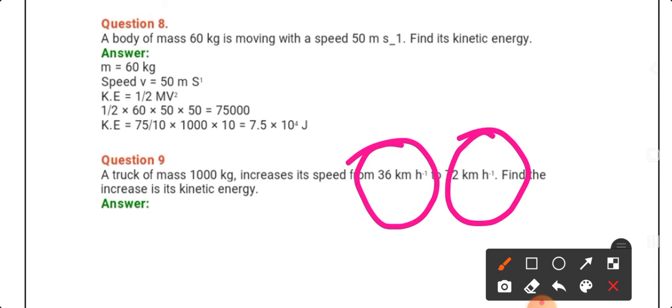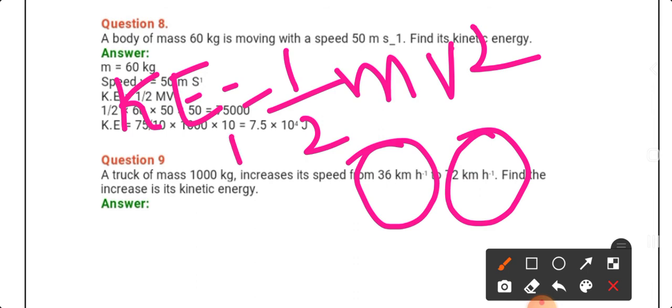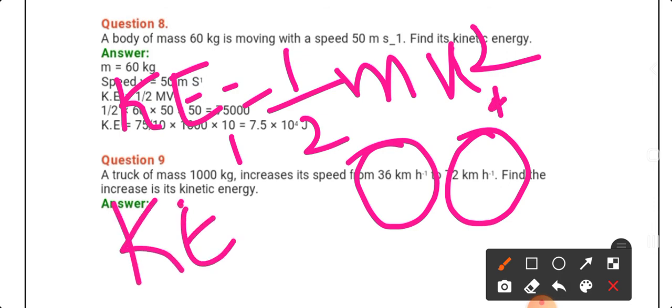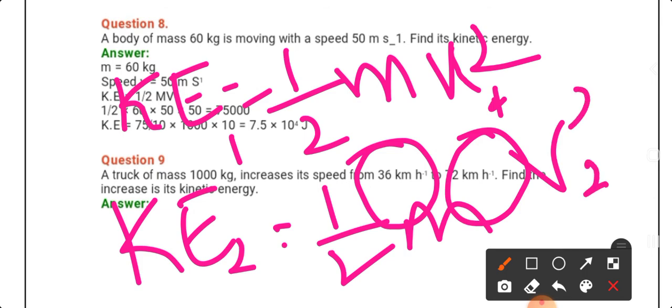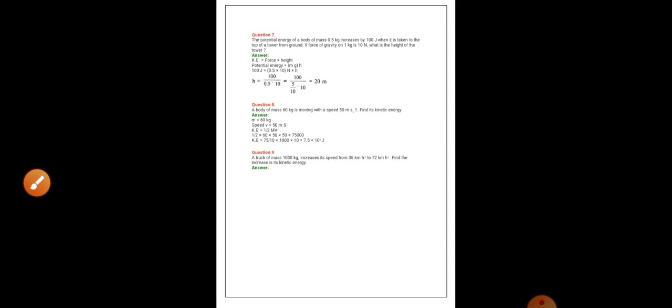Now after that, you have the kinetic energy equation, kinetic energy is equal to half mv square. So here you can take it, initial value is also there, final value is also there. So KE1 you can take as half m u square, and KE2 you can take as half m v square. Okay, and then take the difference between that.